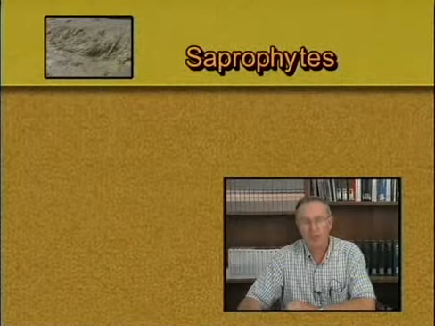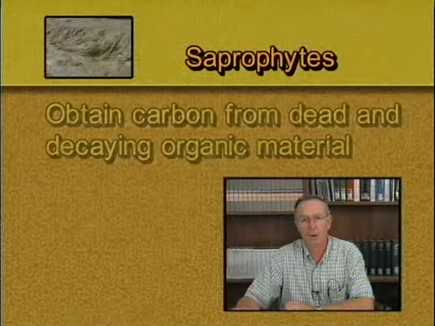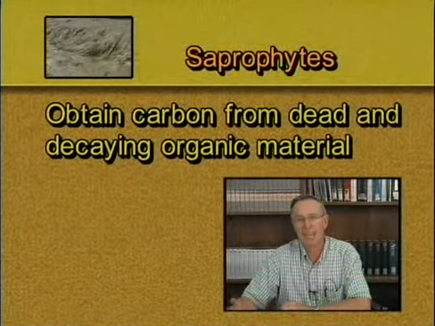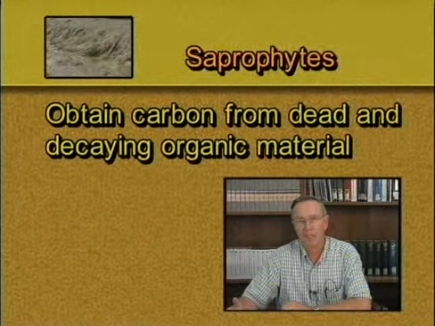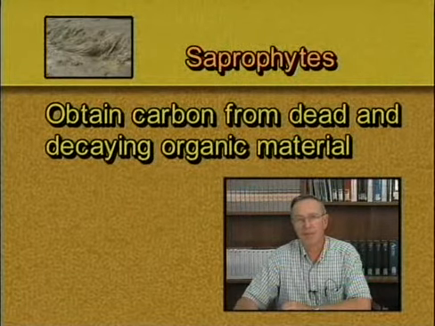Saprophytes, we'll discuss those first. Those are organisms which are going to obtain this carbon from dead and decaying organic material. So I think you can see from that definition that the saprophytic types of heterotrophic organisms are going to be ones that are primarily involved in breaking down that animal or plant residue, which is a major portion, at least initially, of that organic material that goes into the soil.